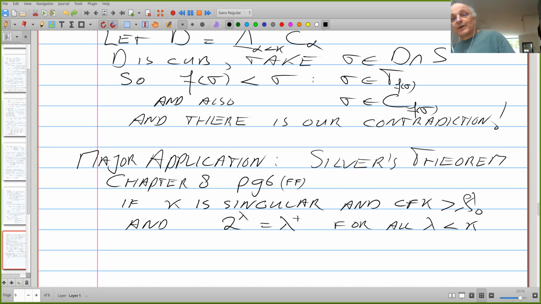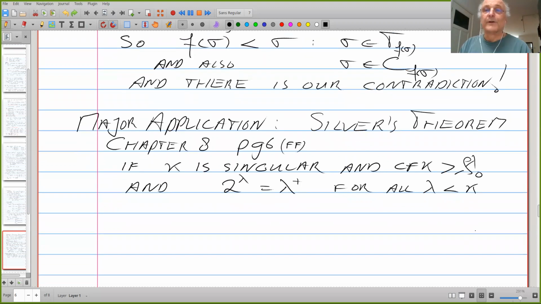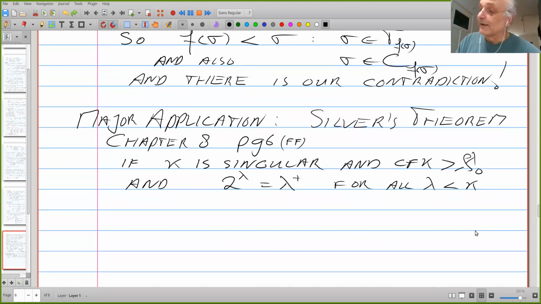So suppose you know that the generalized continuum hypothesis holds for all cardinals less than kappa, and kappa is singular and of uncountable cofinality. Then Silver's theorem says that the generalized continuum hypothesis also holds at kappa itself.